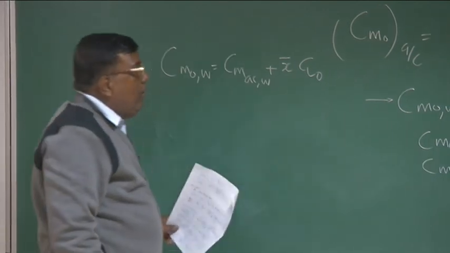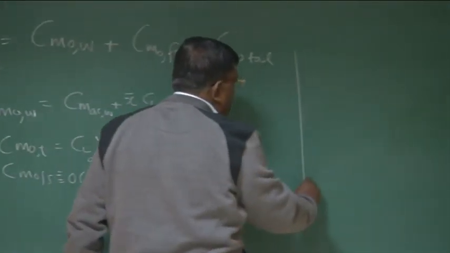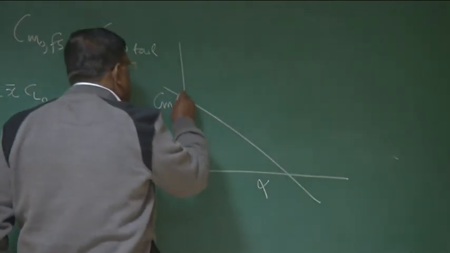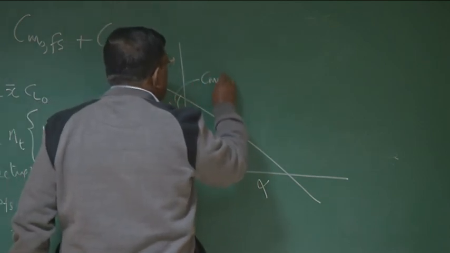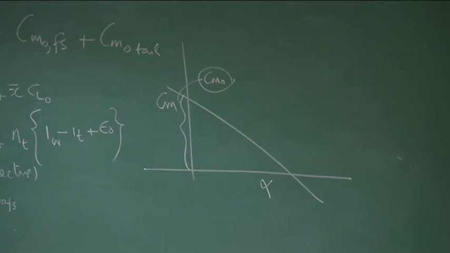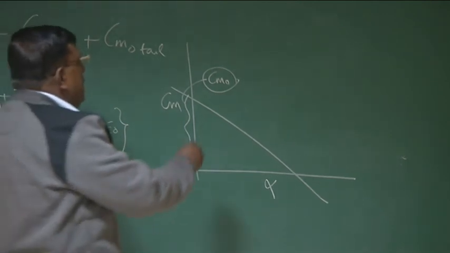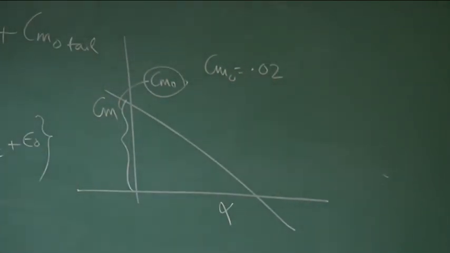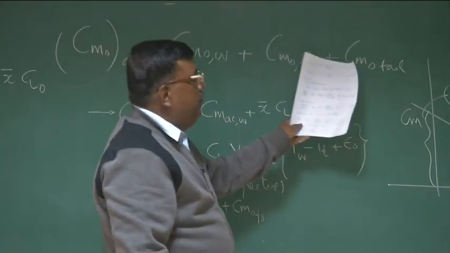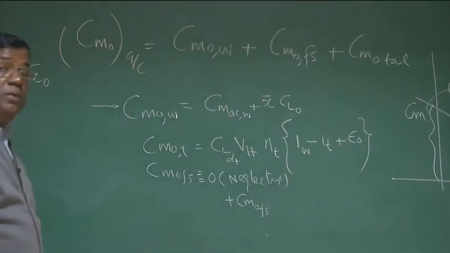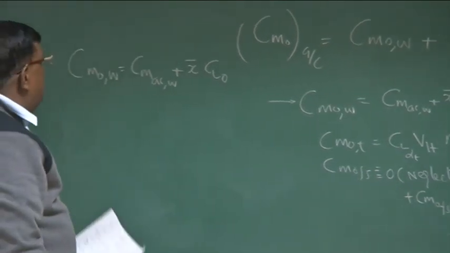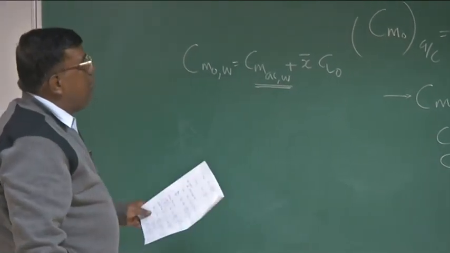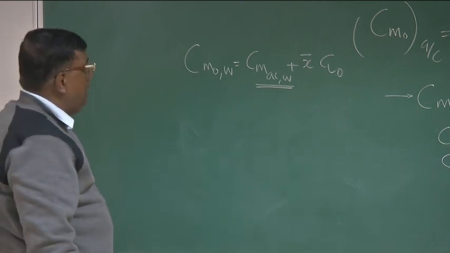Please do not forget, what is our aim? Our aim is to ensure that the Cm versus alpha or CL graph, if it is alpha, this is Cm0. I need to have the Cm0 desired. For example, if I need Cm0 equal to 0.02, then Cm0 because of wing, because of fuselage, because of tail should totally give me the value 0.02. Okay, that is important. So now what is Cm AC wing? Because we are trying to find out what is the contribution of wing towards Cm0 of the whole aircraft, right?